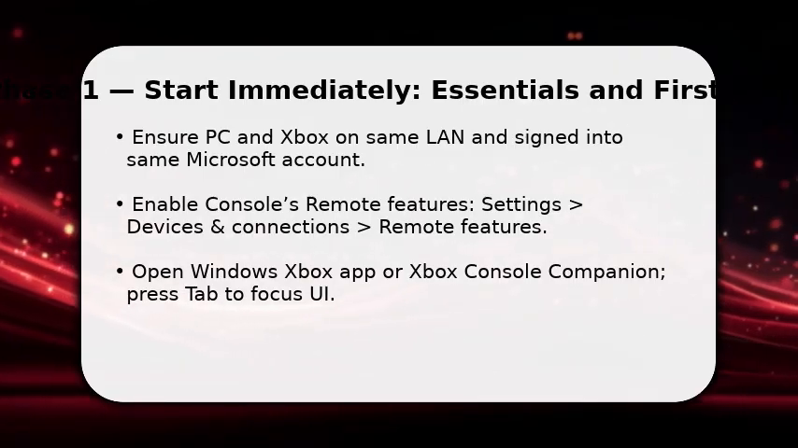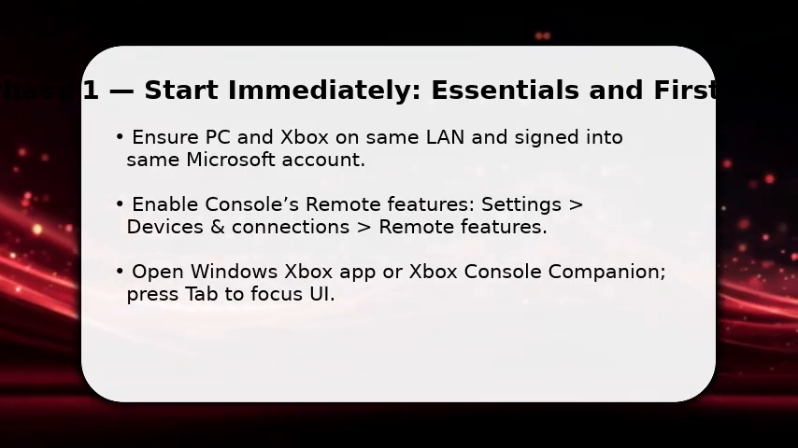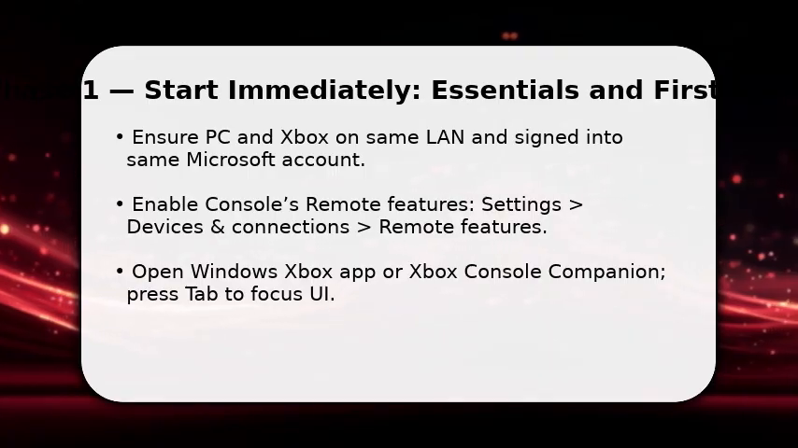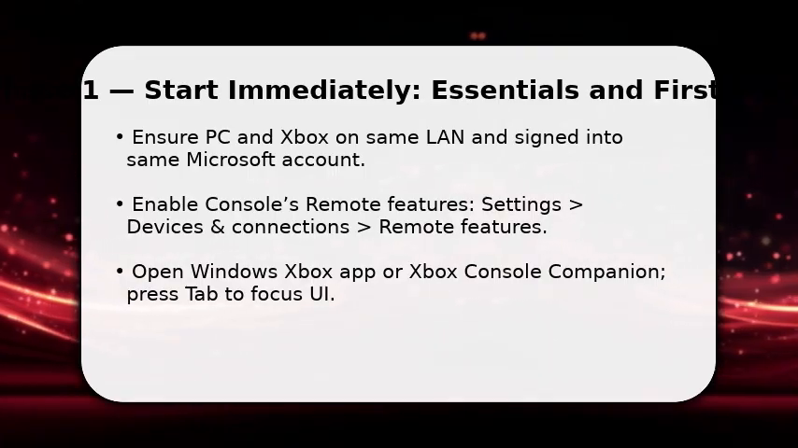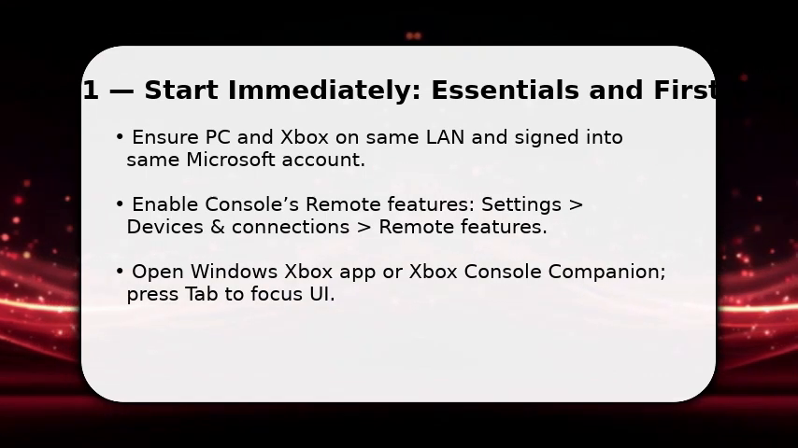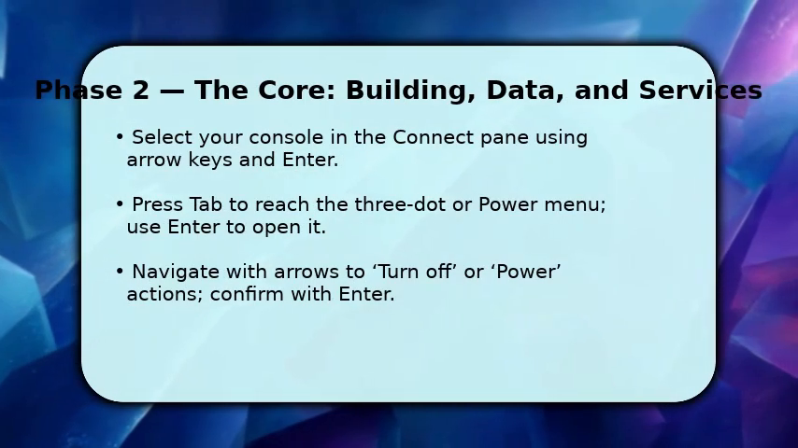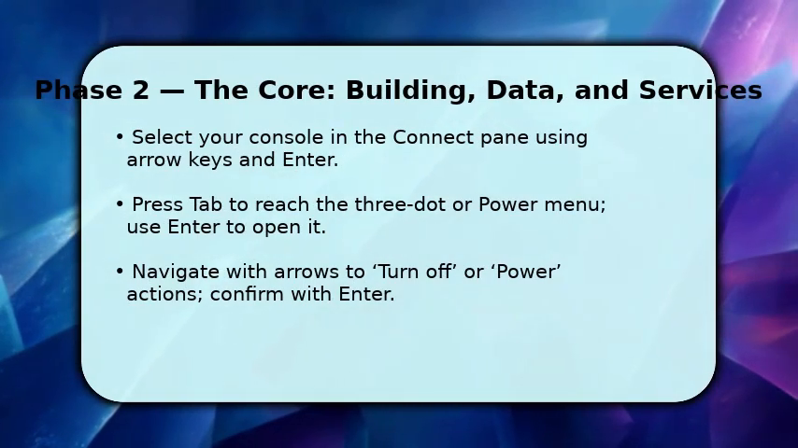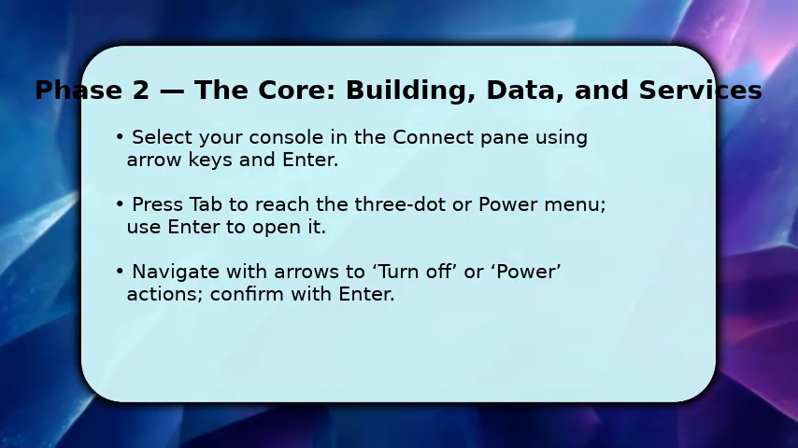Use Tab to move focus to the Connect or Consoles icon and Enter to open the connection pane. This begins the keyboard-driven control path that lets you reach the power options without a controller. With the app open, select your console using arrow keys and press Enter. You'll see a session or control pane.